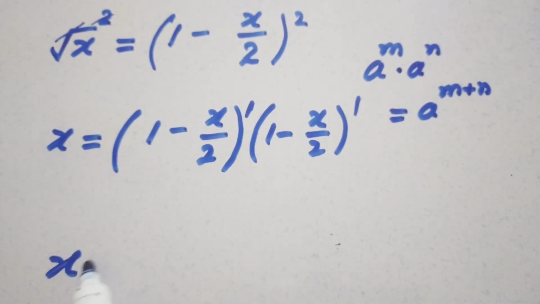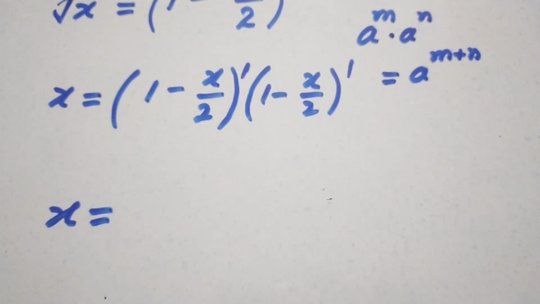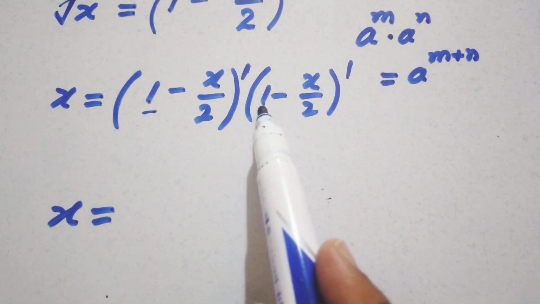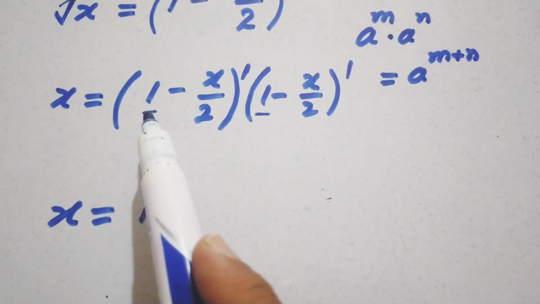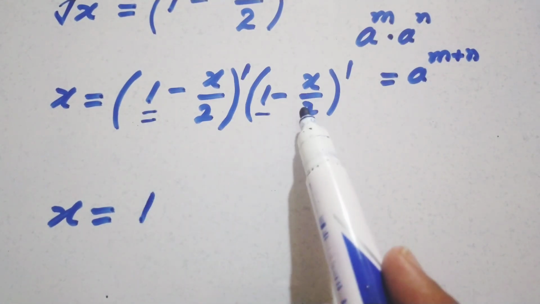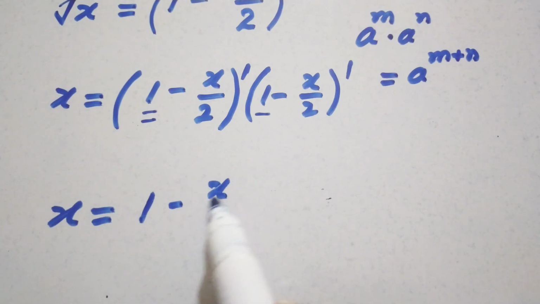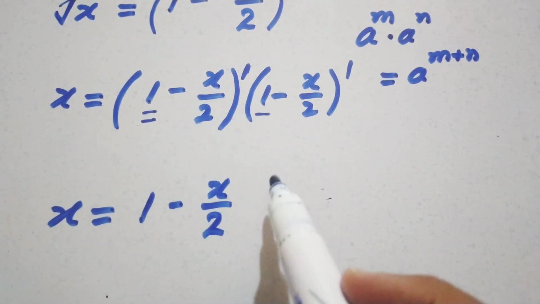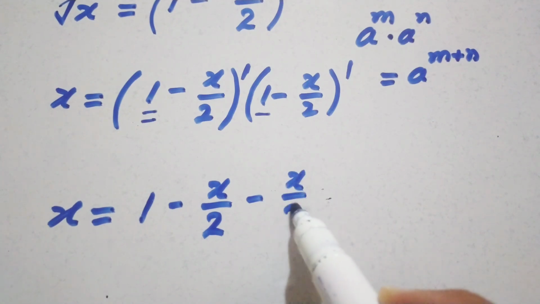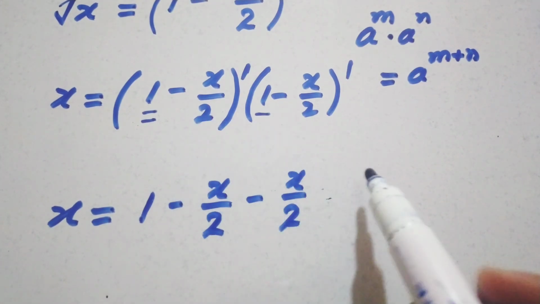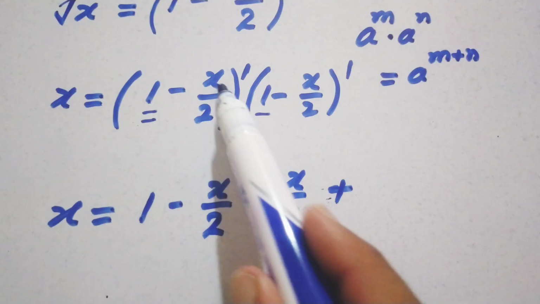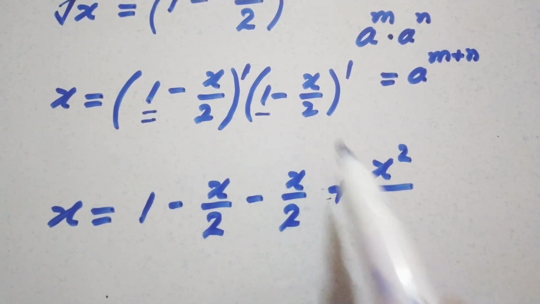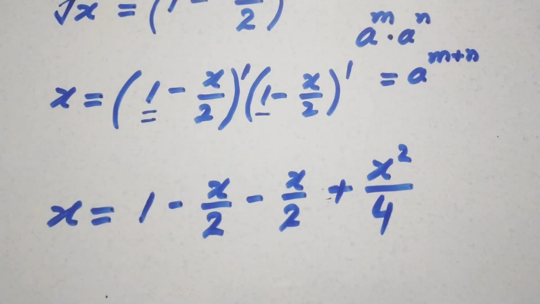Now x is equal to, multiplying these, 1 multiplied by 1 we get 1, and 1 multiplied by minus x by 2 we get minus x by 2, and now minus x by 2 multiplied by 1 we get minus x by 2, and minus multiplied by minus we get plus, x multiplied by x which is x squared, divided by 2 multiplied by 2 we get 4.